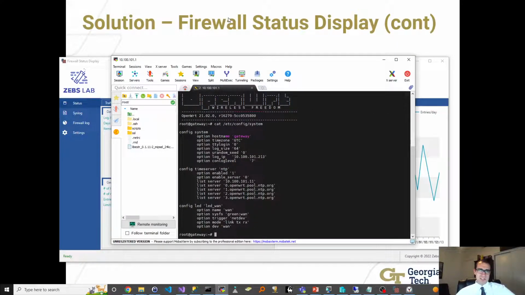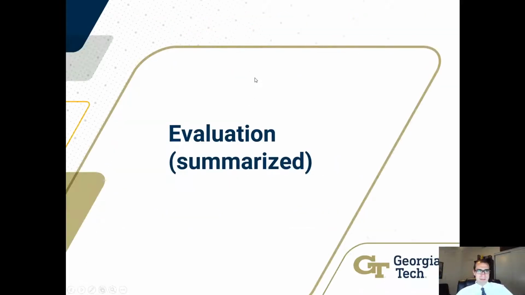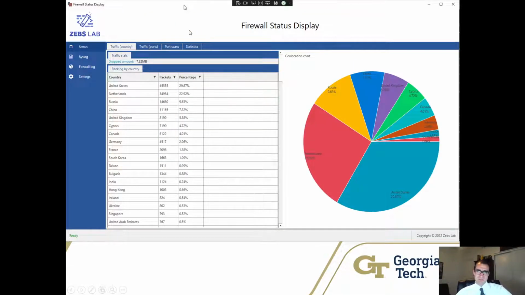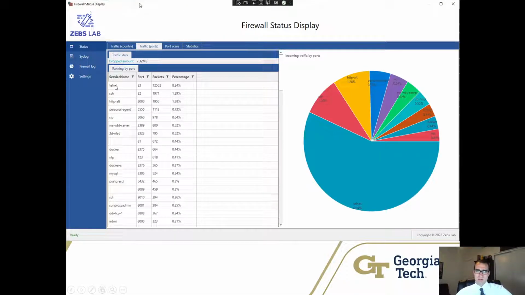So now that we've discussed the demo, kind of just showing you the app, let's go over the evaluation. So I'm going to try to sum this up because there's a lot of stuff potentially to evaluate. I've broken it into 3 parts. So we had the list of the top 3 offending countries: United States, Netherlands, Russia, and then the top 3 targeted services. So here's basically just a screenshot of what I showed you already. This is the pie chart of the ranking by the countries, the percentage, number of packets, and then also the ranking by the services that were dropped. So I have all these filtered, obviously, so that's why they show up here.